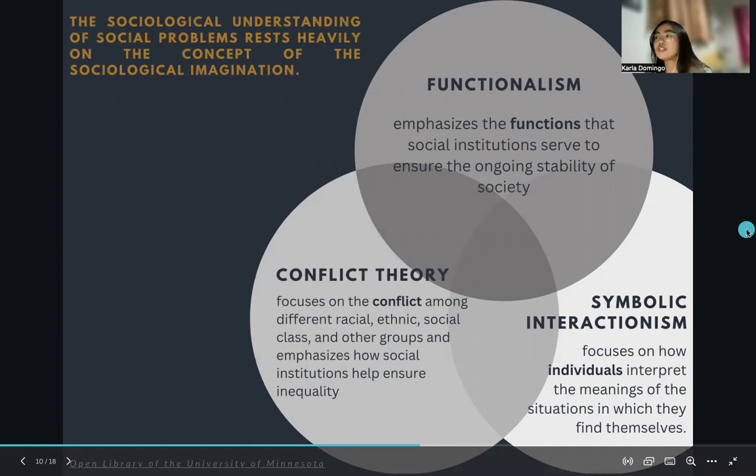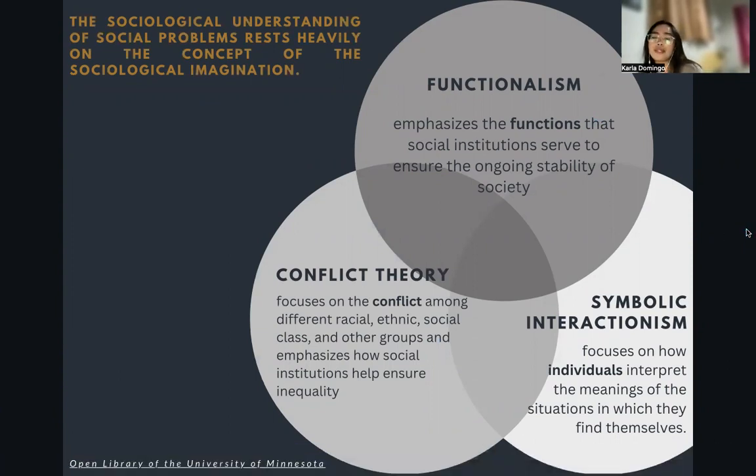We have functionalism, which of course emphasizes the functions that social institutions serve to ensure the ongoing stability of our society. Simply put, it's the importance of social institutions such as the family, religion, and education for producing a stable society free of, or at least with little, social problems.